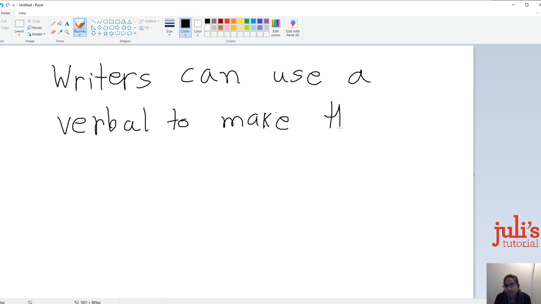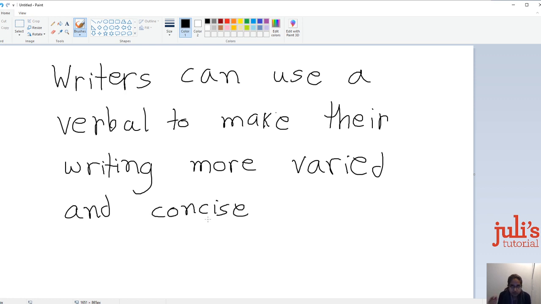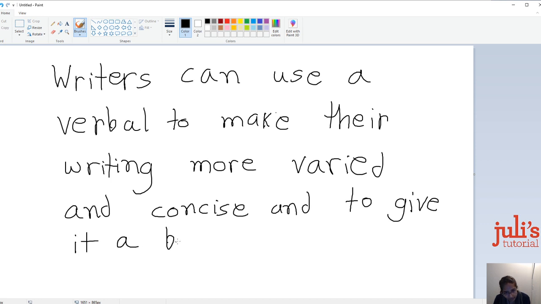Writers, or you when you're writing, can make their writing more varied, as in more different styles of writing, and concise, as in not long sentences, nice short sentences, and to give it a better flow.